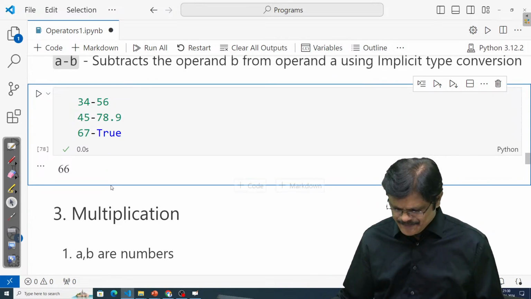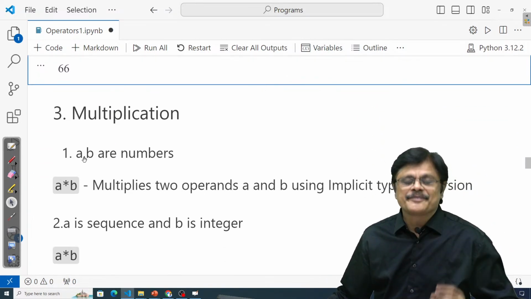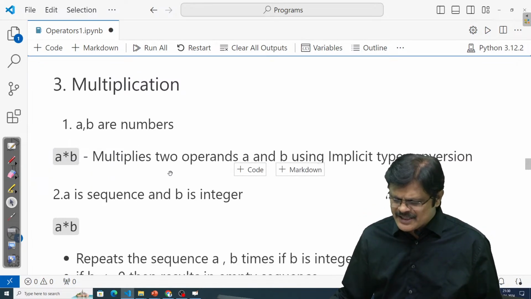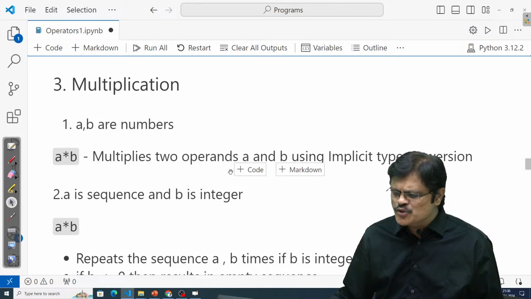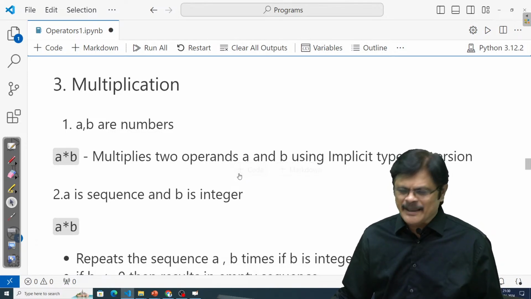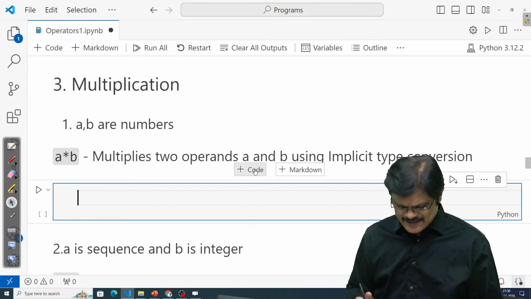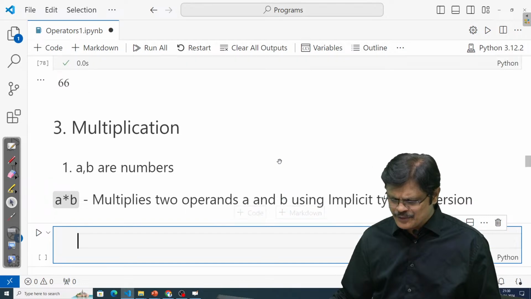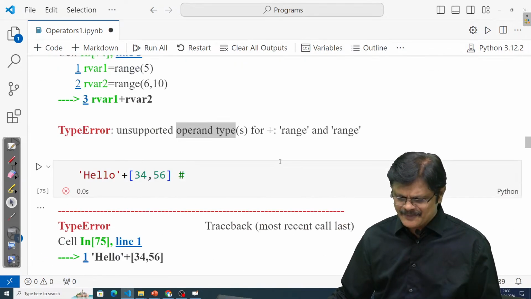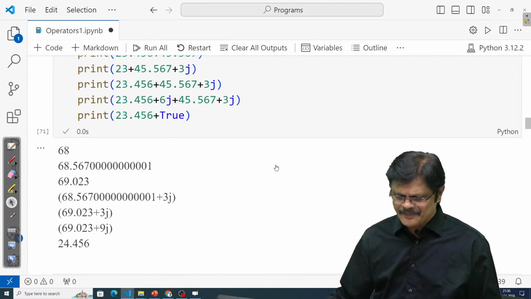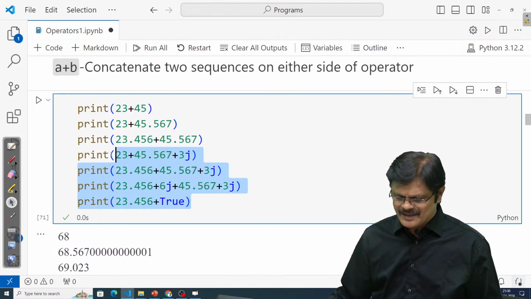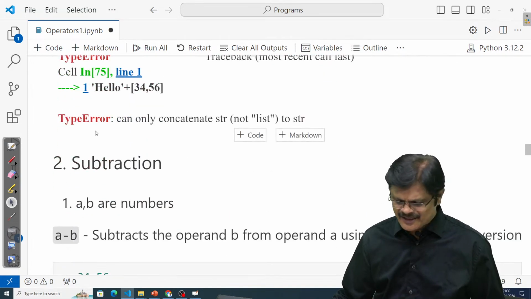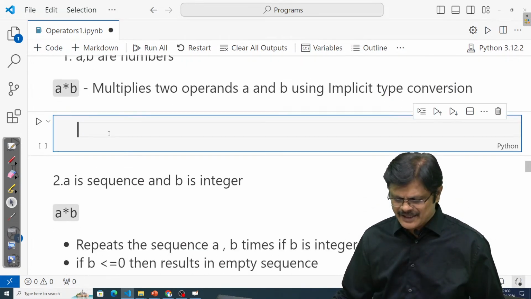Please note that. Then comes multiplication. Now suppose A and B are numbers, multiplication is possible, sir. It multiplies two operands A and B using implicit type conversion. Even for multiplication, the story is the same, sir. You can multiply two integers. Let me do this once again without wasting our energy. Let me copy this and check. Let us change that addition to multiplication.